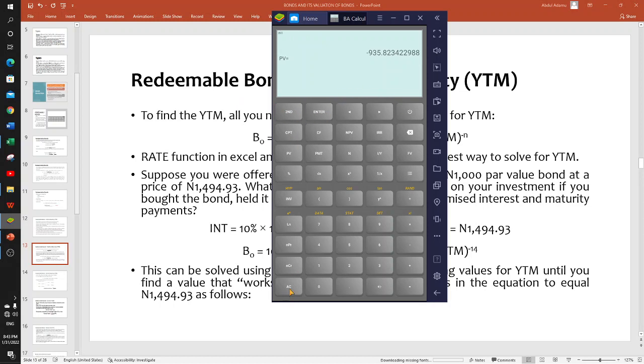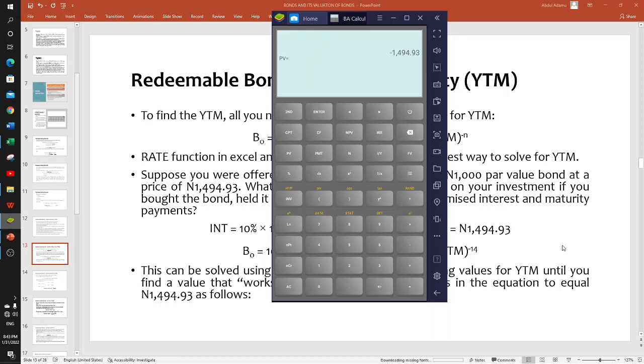So let me cancel first. We are looking for the rate. So first, our present value is negative 1494.93. That is our present value.